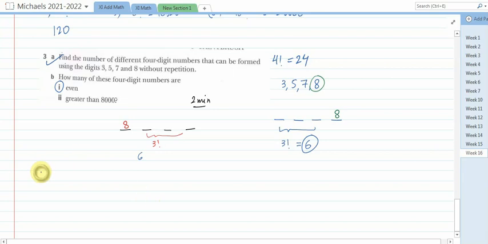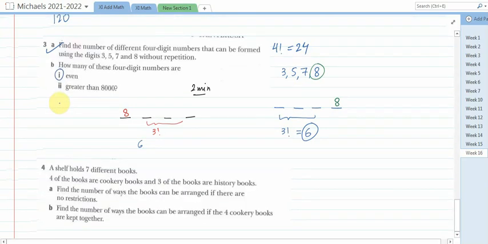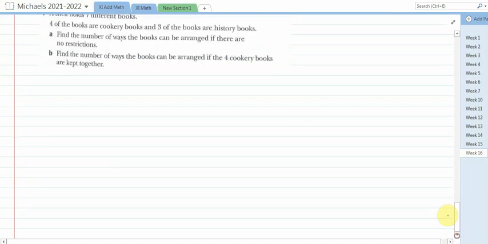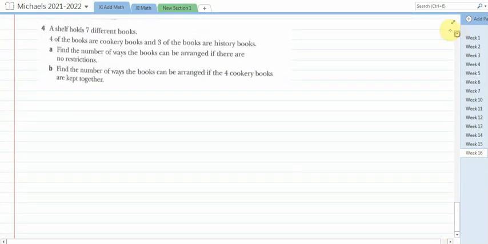It's question number 4, and now it is a more advanced level question as compared to the rest of the 3. It says a shelf holds 7 different books. 4 of the books are cookery books and 3 of the books are history books. Find the number of ways the books can be arranged if there are no restrictions. The words no restrictions mean that there is no specific order defined.